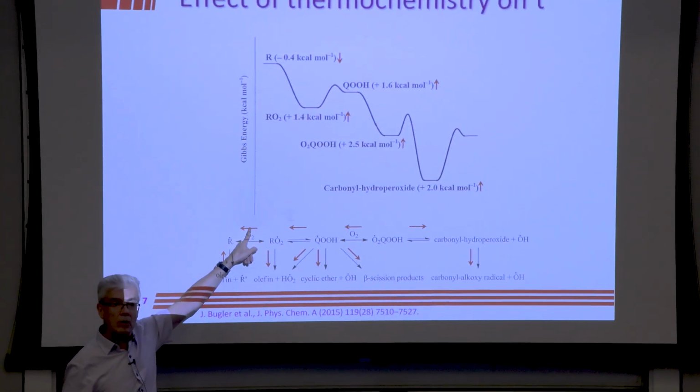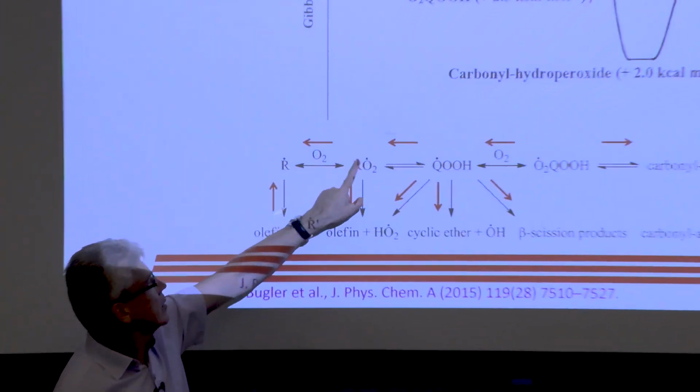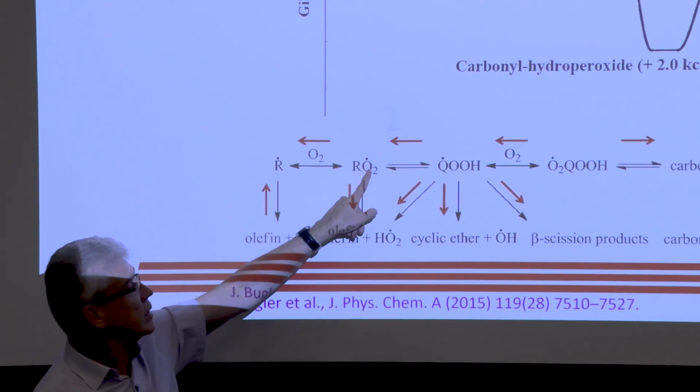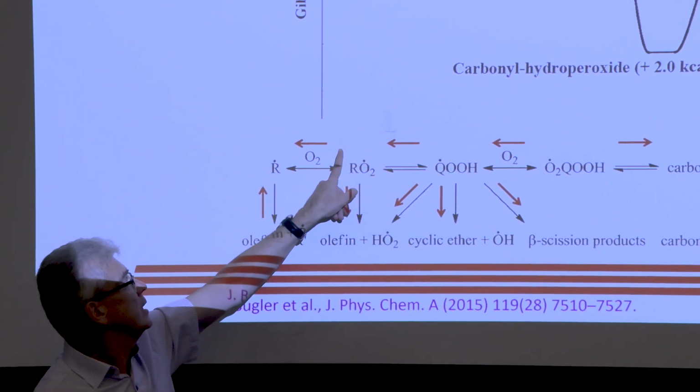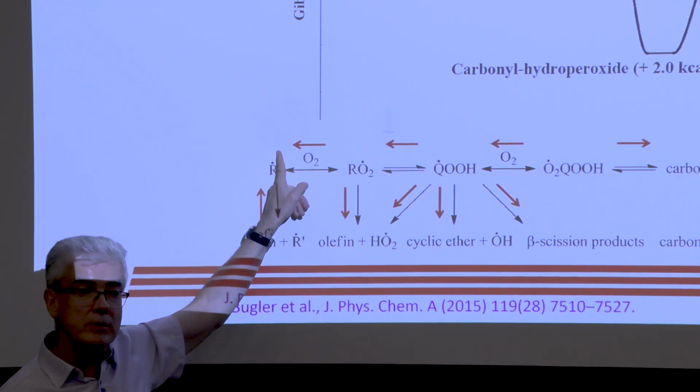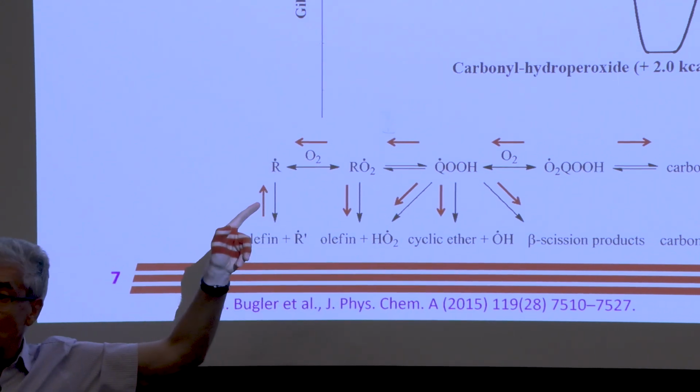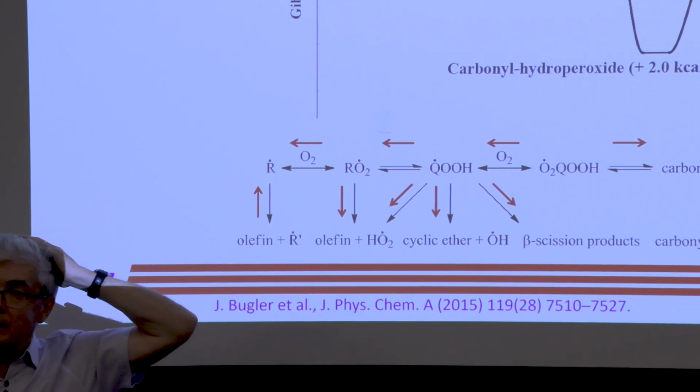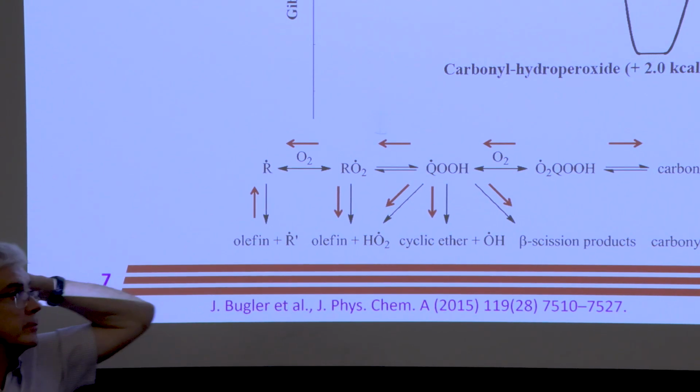So that's why we have this red arrow, okay? So if we have R going to R plus O2 going to RO2, actually this equilibrium was shifted backwards by 1.8 kilocalories per mole, okay? Hopefully that's clear to everybody, right?